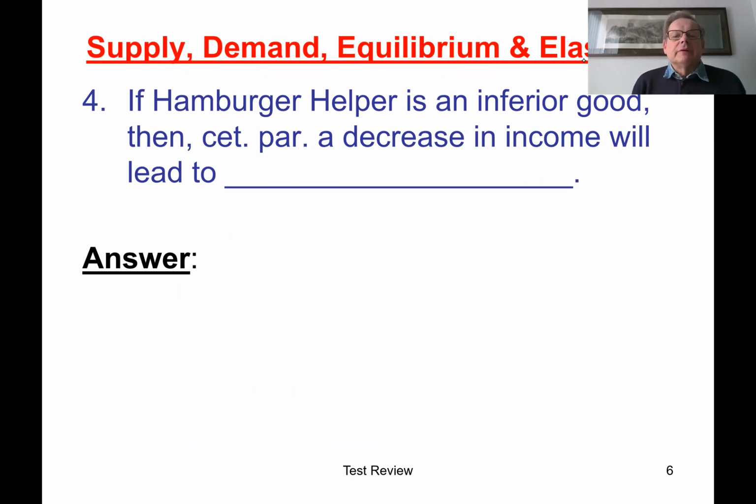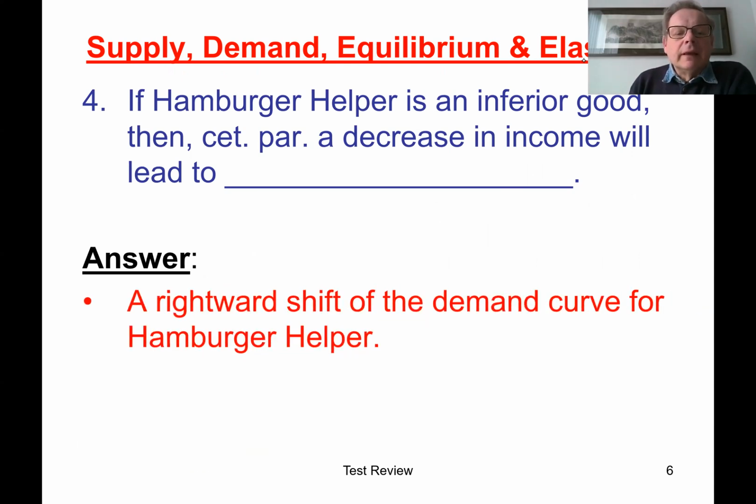If hamburger helper is an inferior good, then ceteris paribus, the decrease in income will lead to fill in the blank. If you're in the right ballpark, give yourself full marks: a rightward shift of the demand curve for hamburger helper.